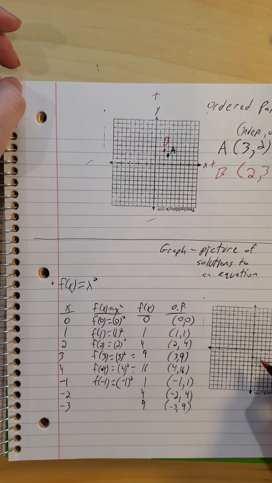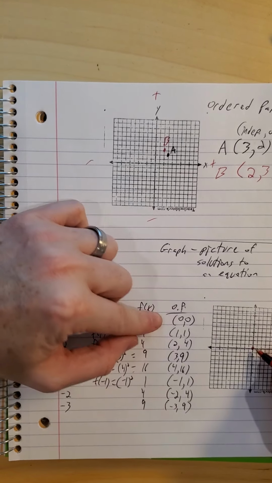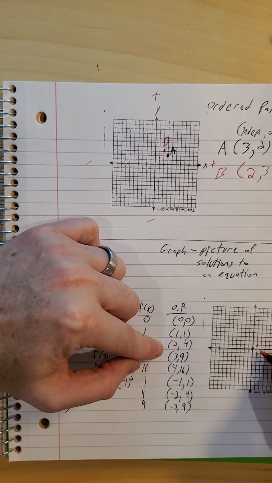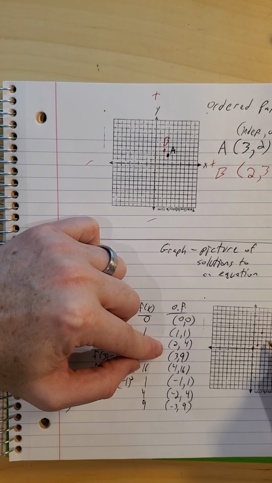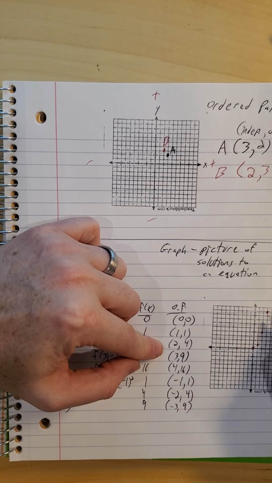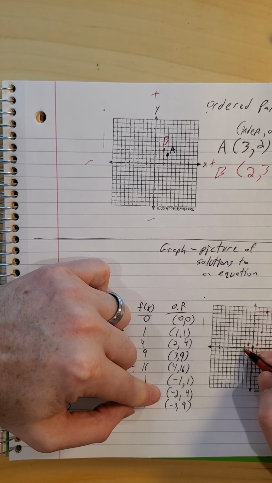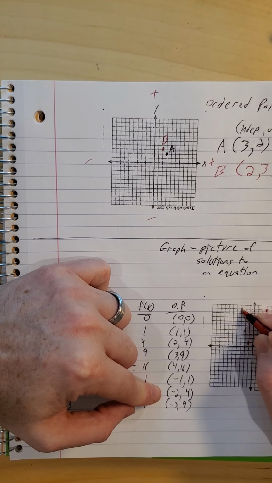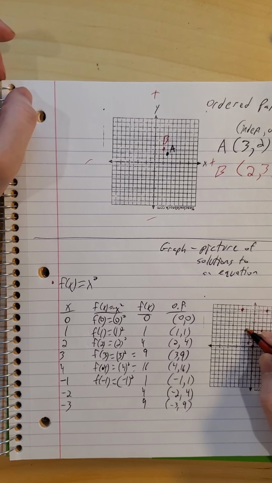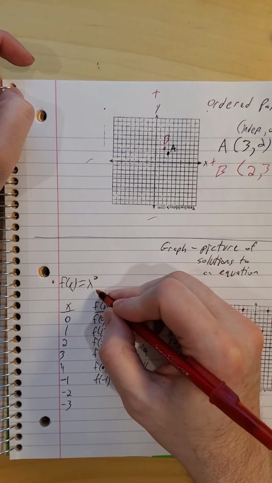And I'll do these in red just to make them stand out a little bit from the black. So we have 0, 0, 1, 1, 2, 4, and 3, 9. We also have -1, positive 1, -2, positive 4, and -3, positive 9. So in red here we have the integer domain graph.